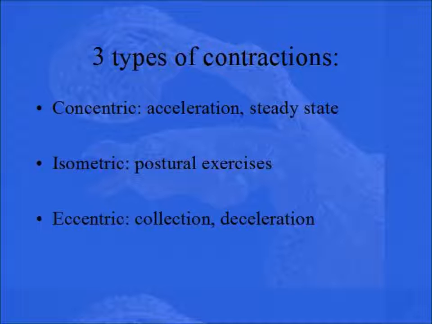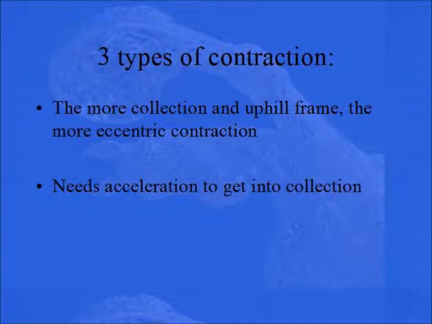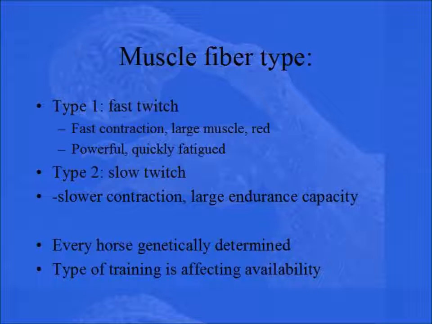When you look at that in a horse, concentric is really acceleration or steady state. Isometric is postural exercises, keeping your head in one position. And eccentric is really when we talk about collection and deceleration. And the more collection and the more of an uphill frame we want to get in the horse, the more of that eccentric contraction. There are two types of muscle fiber. Type 1 is the fast twitch, which can contract quickly, but quite often it gets tired quickly. And we have type 2, which can do contraction much longer, but it's quite often not as powerful, but can keep up doing that.